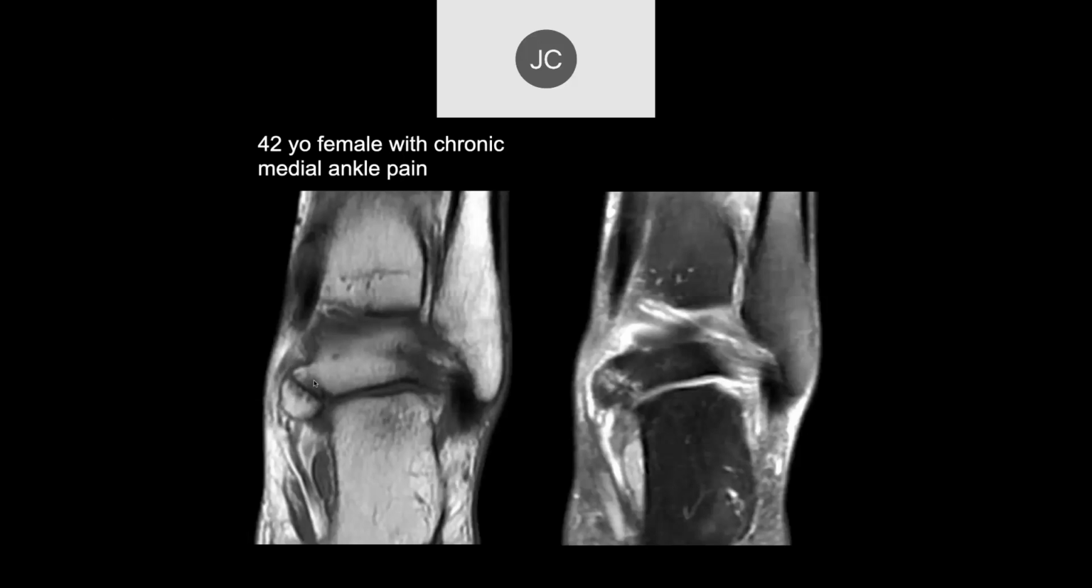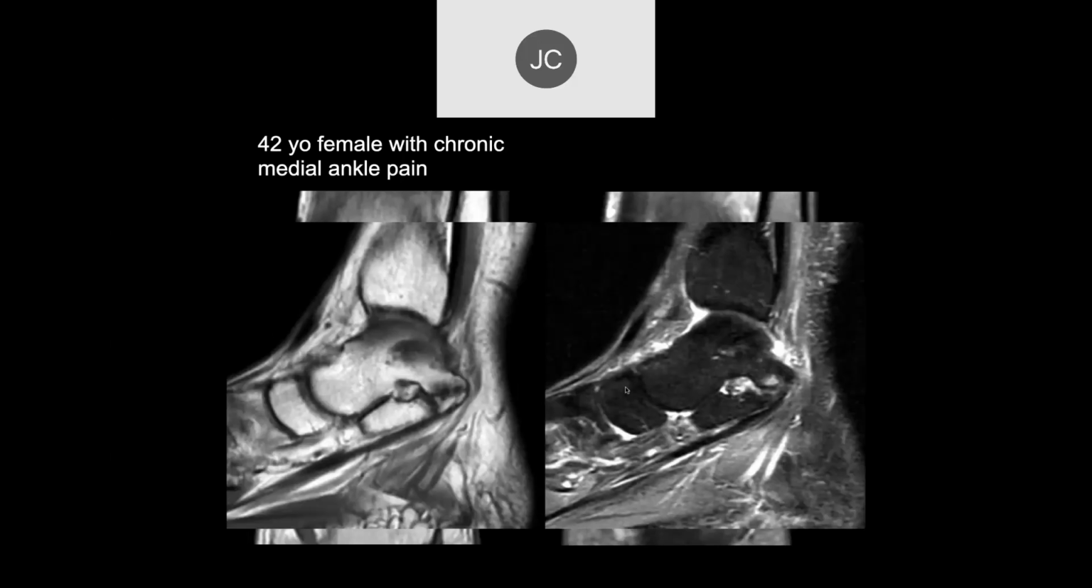Like cuboid, like... so, wait, a second. No, this is the talus. I'm sorry. So we've got something here that looks like a kind of degenerated joint, an articulation with the talus, right? Again, this would be the medial side of the talus. So it's again the talus. Okay, let's look at some other images.